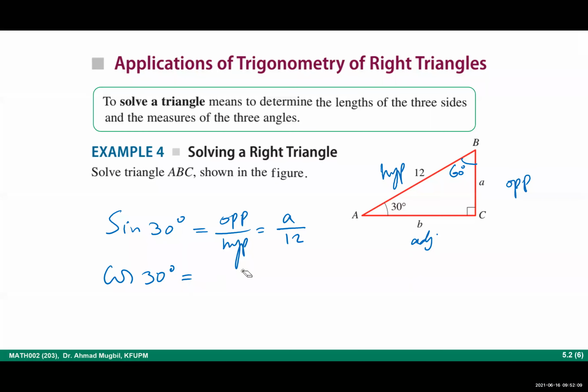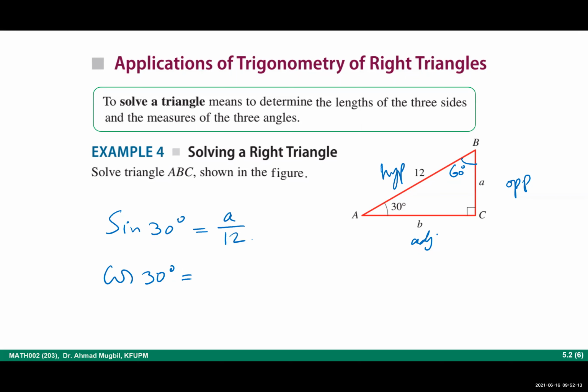From this one, we can find what? We can find A. How to find A, Shabab? Just multiply by 12. So A will be equal to 12 sine 30. What is sine 30? Half. A half of 12, so this is 6. A is 6. We did find A.